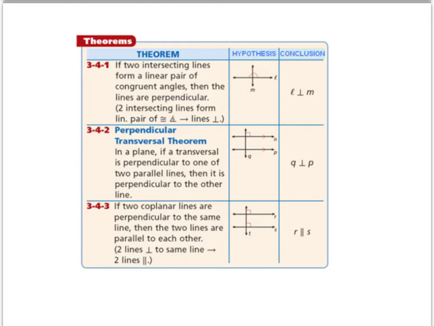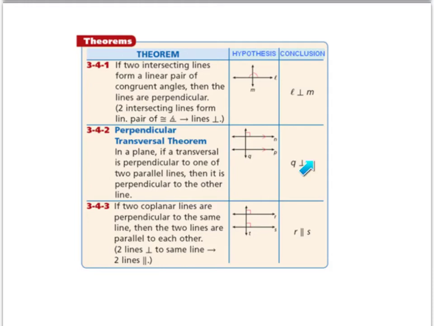The next one is the perpendicular transversal theorem. It says in a plane, if a transversal is perpendicular to one of two parallel lines, then it's got to be perpendicular to the other. That's kind of self-explanatory. If I've got parallel lines here, N and P, and I've got a transversal that cuts through them, well, if it's going to be perpendicular to one, it's got to be perpendicular to the other. Remember, N and P have the same slopes. They're rising and they're running at the same rate, pretty much. So if they have the same slopes and you've got a line that cuts through them, if one of them is going to be 90 degrees, the other one's got to be 90 degrees as well.